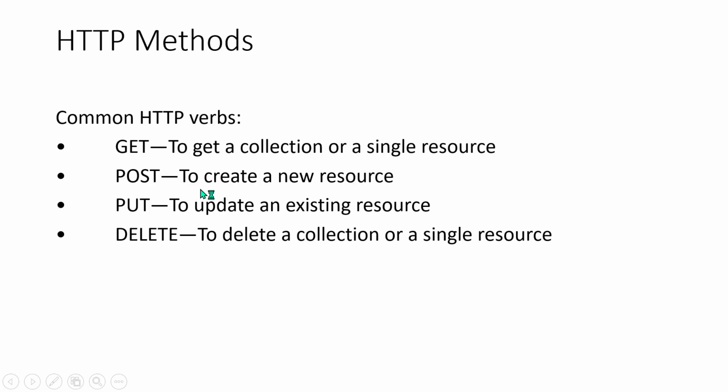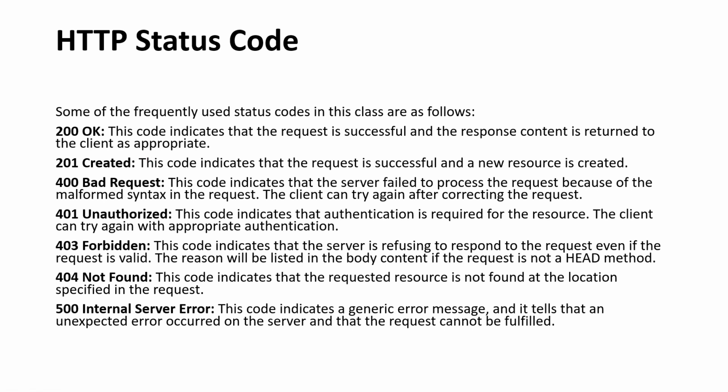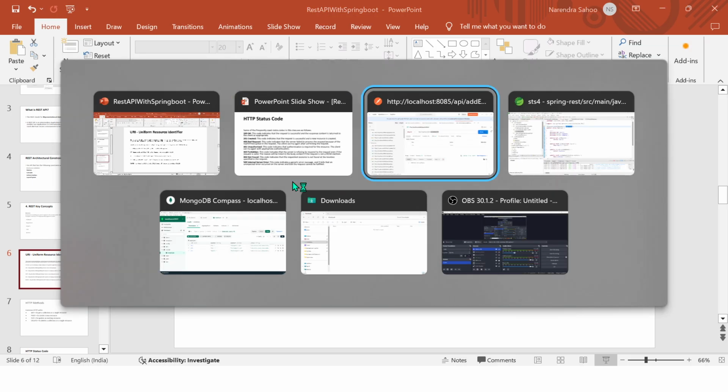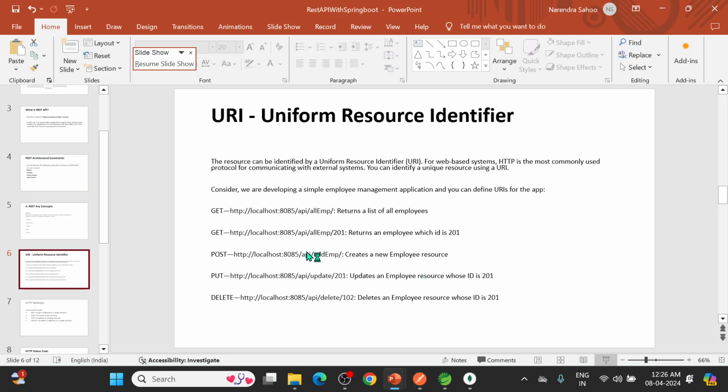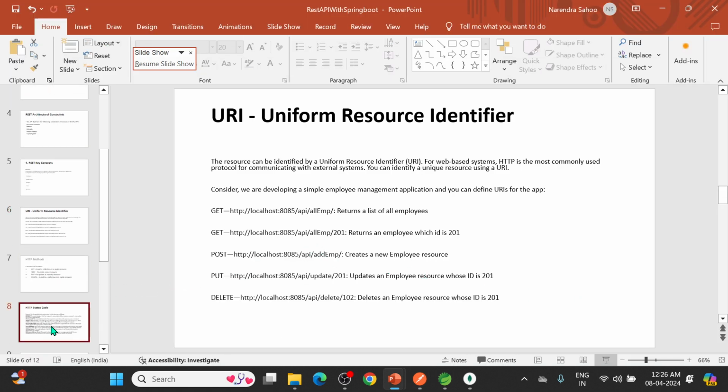As I told you, these four are the common HTTP methods: GET, POST, PUT, DELETE. POST means creating a new resource, PUT means updating it, DELETE means deleting, and GET means getting. Whenever you send a request like this, you get a response. So 200 means it is success. You see, you are trying to make a GET call, and we are getting the information with 200.